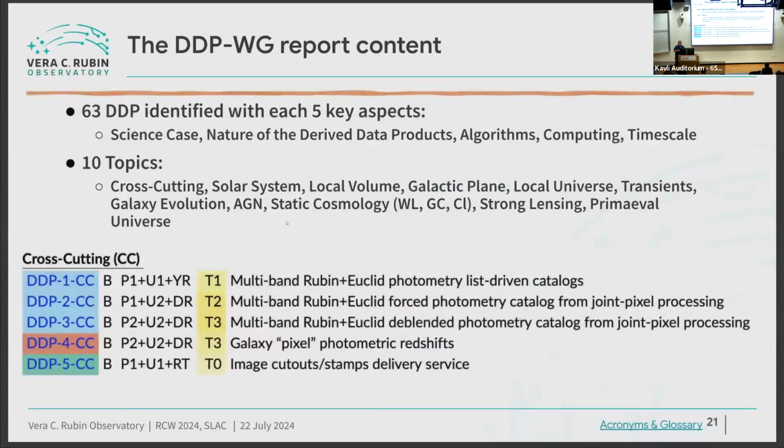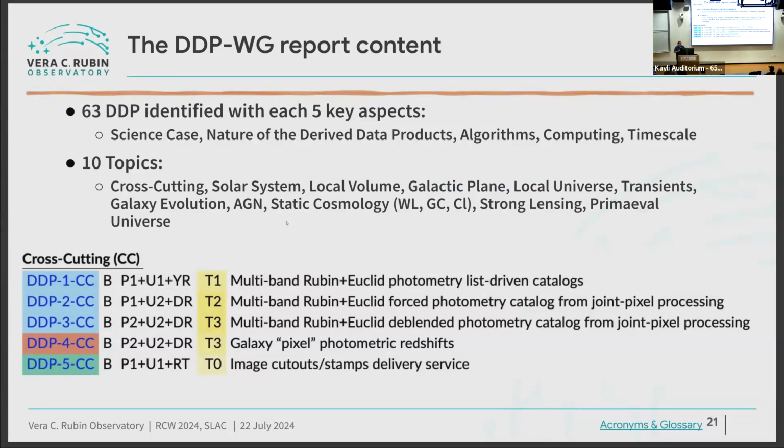What was in the report, basically it identified 63 different derived data products with 5 key aspects of each: the science case for it, the nature of the product, the algorithms that would need to be used, the computing that would be required to make it, and the time scale that they thought you might be able to produce these products. Covered 10 different products.